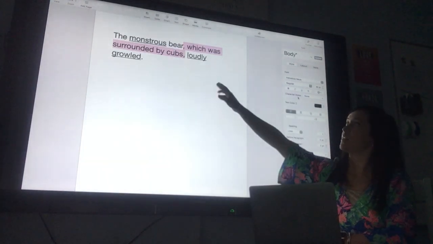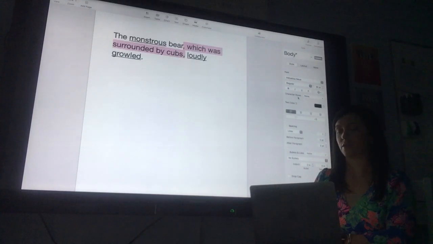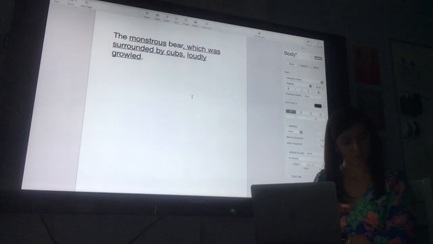I have highlighted from comma to comma. Each comma is highlighted right now. I'm going to click underline to make it count. In your notes it says the clause is separated by commas before and after the clause. Make sure to underline the commas, so I've done that correctly.